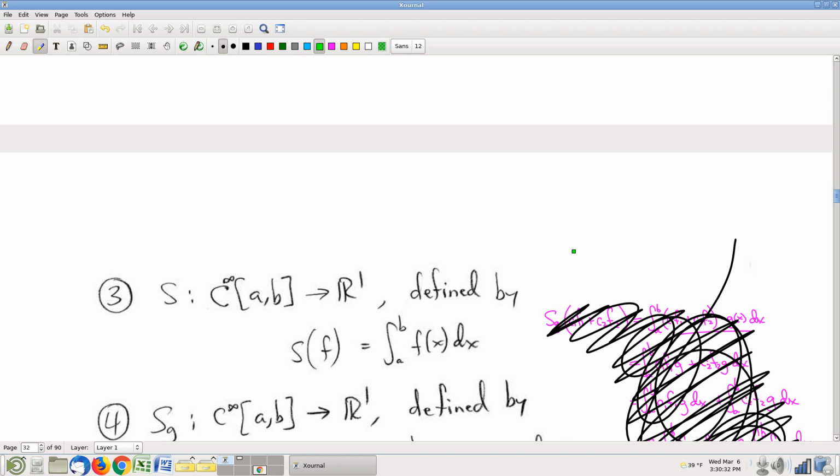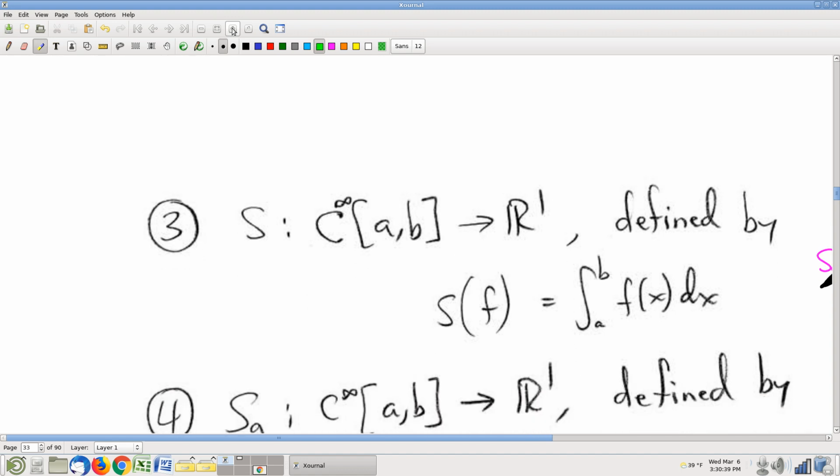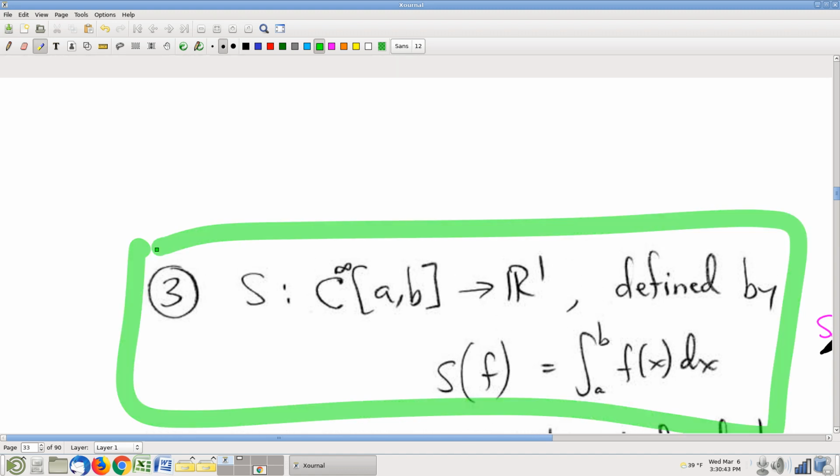Okay, here's another one. Here, let me zoom, focus better. So this is a linear transformation. Now let's walk through exactly what I'm talking about here. What I'm claiming is a linear transformation is this thing called S, the formula for which is down here. Now notice this thing called S takes as its input a C infinity function.